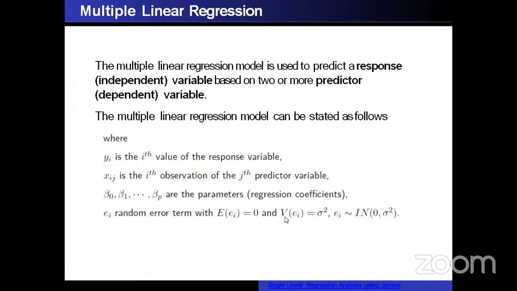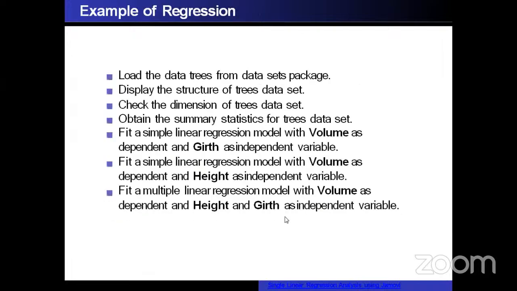That was single linear regression. Multiple linear regression means there is more than one predictor, whereas single linear regression has only one independent variable. Examples of regressions: load the trees data from the datasets package, display the structure of trees in the datasets, check the dimensions of the trees dataset, and obtain the summary statistics for the trees data. So these are some examples.